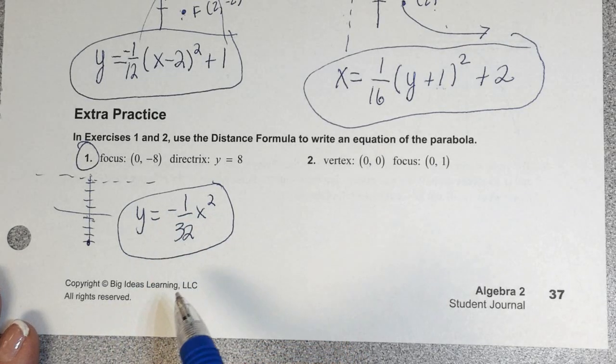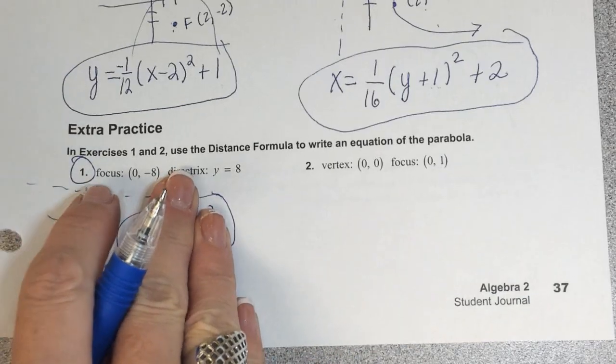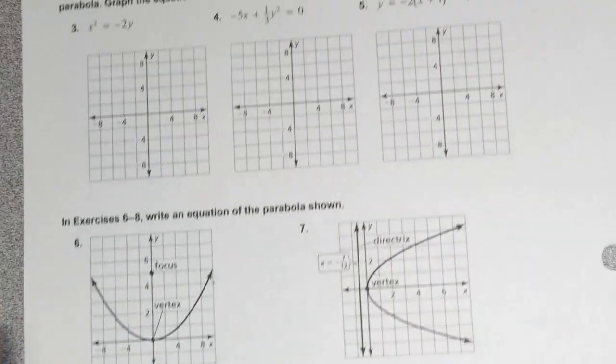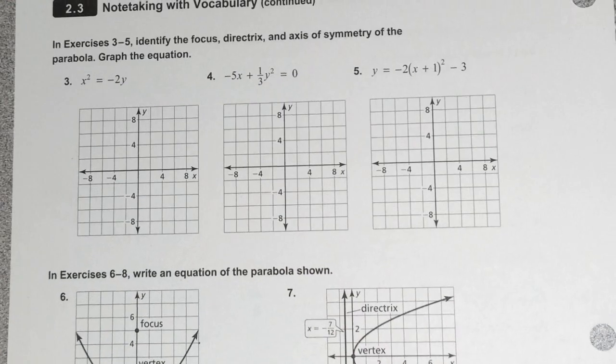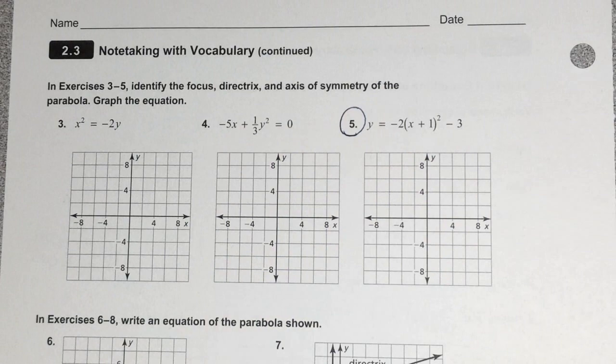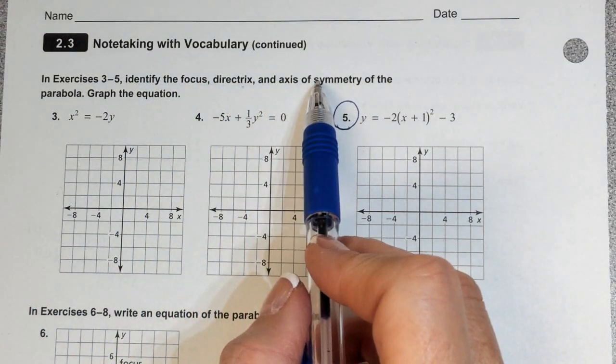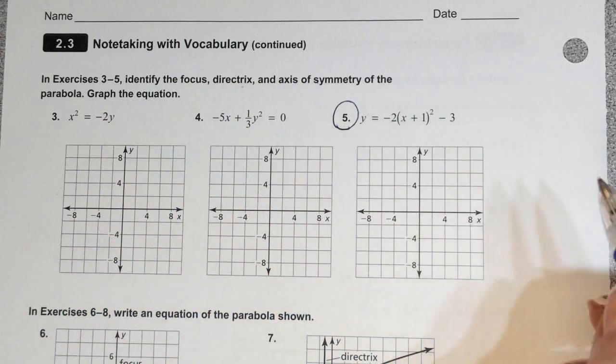Very good. Most of you get that? Getting there? Pretty close to getting that? Okay, great. Let's flip over to the back now. We're going to do number 5. It says to identify the focus, directrix, and axis of symmetry of the parabola. So we're going to do this together.